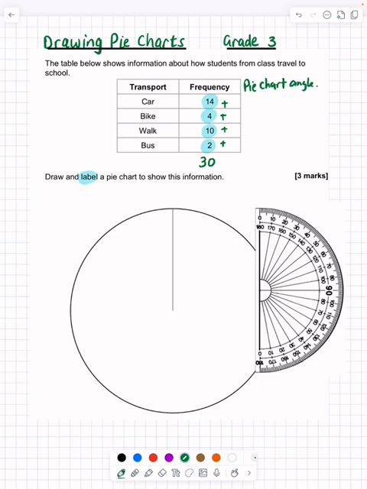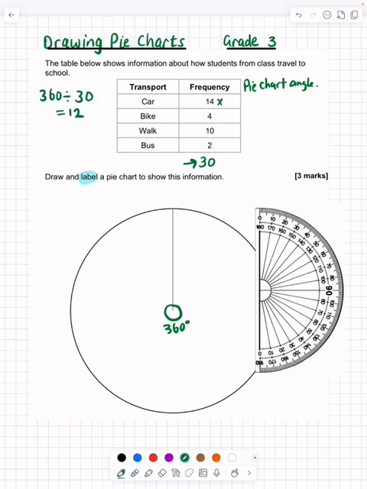We know angles all the way around add up to 360 degrees. So we do 360 divided by the total frequency. In this question, the total frequency is 30, so we divide 360 by 30, which is 12. Now we multiply each of these frequencies by 12 to get the pie chart angles.